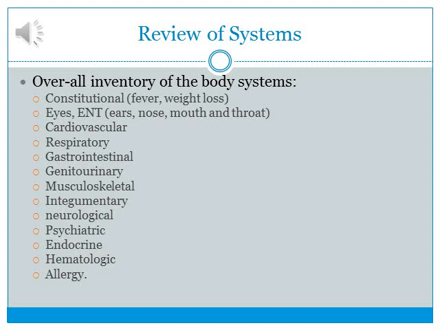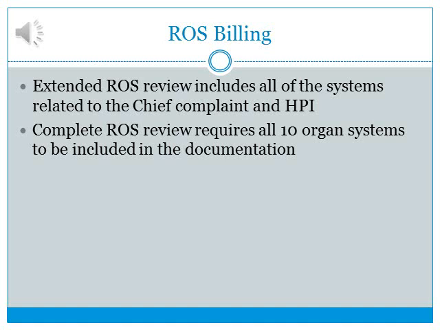The review of systems can be documented in the subjective section of a SOAP note, as these items are symptoms reported by the patient. Other EMR vendors will create a new area to document the complete review of systems. For billing, there are two types of review of systems documentation. First is an extended review of systems. This includes all of the systems related to the chief complaint in HPI. If a patient comes in complaining of an earache, you would typically review the constitutional, eyes, ENT, and possibly respiratory systems. This would count as 4 systems.